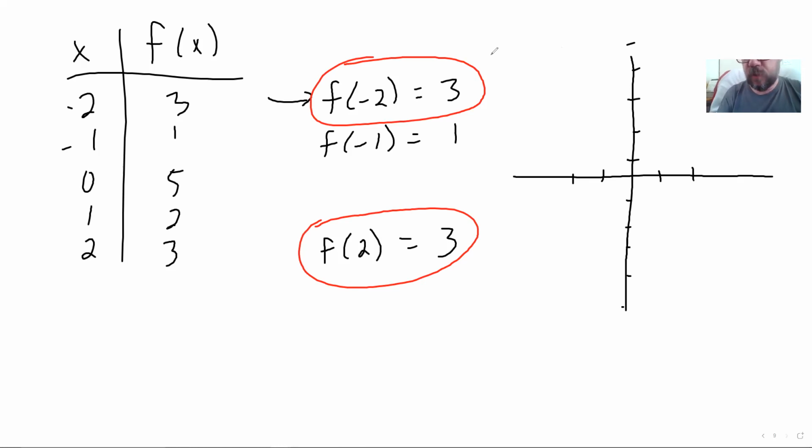All right, negative 2, 3, there. Negative 1, 1 is here. 0, 5 is up there. 1, 2 is over here, and 2, 3 is here. So the thing I want to point out here is this is totally fine. Any given x value gives me only one particular y value. The thing I was pointing out is this here, where different x values give me the same y value, but that's entirely fine.